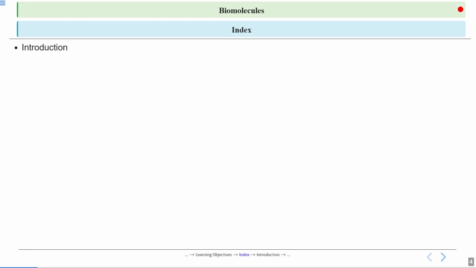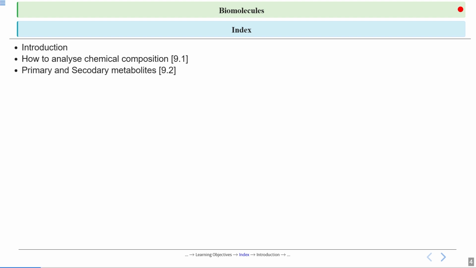Today, first I will give you a brief introduction of this chapter, Biomolecules. Then we will discuss how to analyze chemical composition, which is NCERT section 9.1. Then we'll talk about primary and secondary metabolites, which is NCERT section 9.2. Then we will summarize this entire lecture and discuss some NCERT based questions, some keynotes, and some interesting questions that will enhance your critical thinking ability.